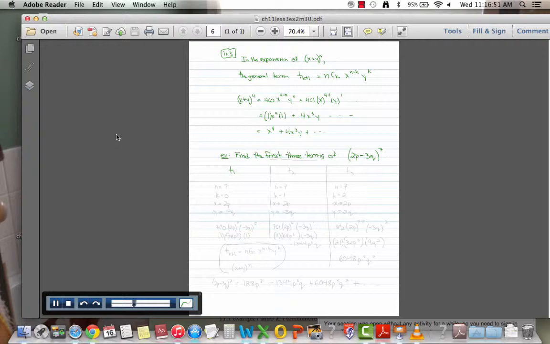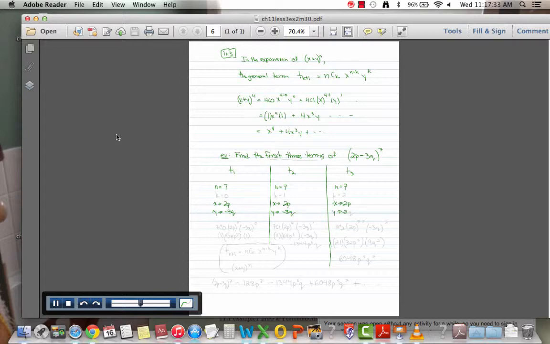Basically what I want is term 1, term 2, and term 3, which is nice because this thing would have 8 terms. There's always one more term than the exponent. So I'll make a little table here. N in every case is whatever the exponent is, which is 7, all the way along. Instead of x in this question, we're using 2p, so our x is 2p all the way along. And instead of y, we're using negative 3q, so our y is negative 3q.